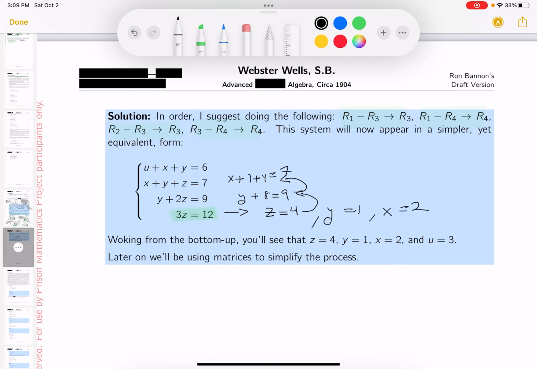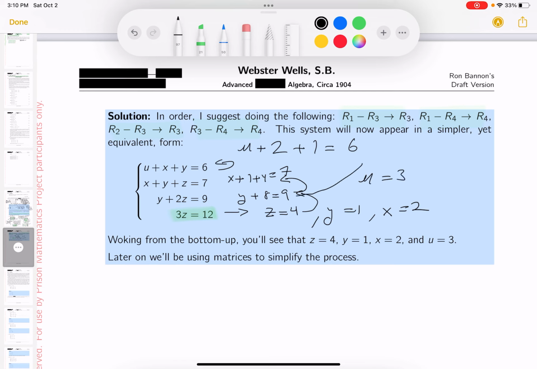And then you go back up again to this row over here, and what do you got? You got U. I don't know what that is yet. What's X? X, I believe, is 2. And then you got Y. What do I believe Y is? Y is 1. And that equals 6, so U would be equal to 3.